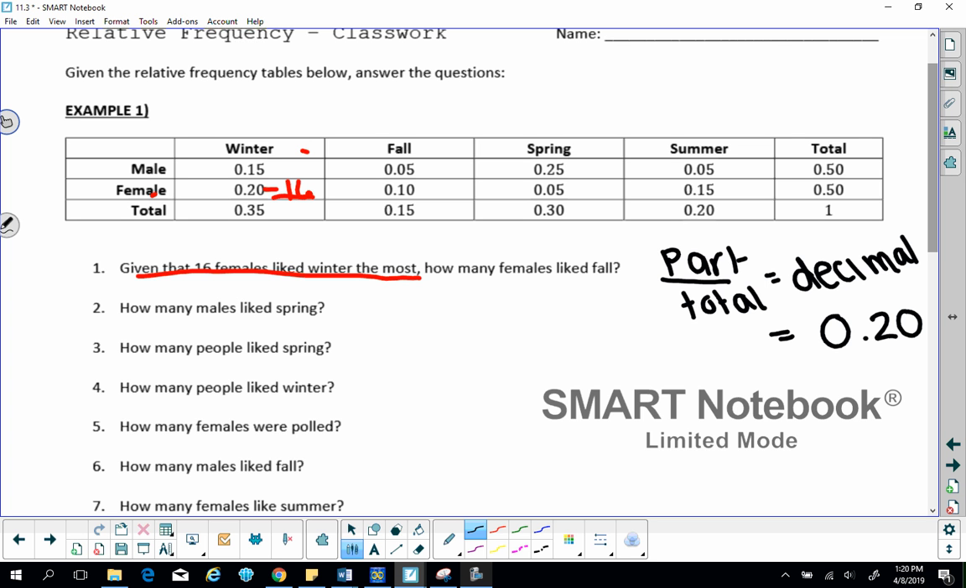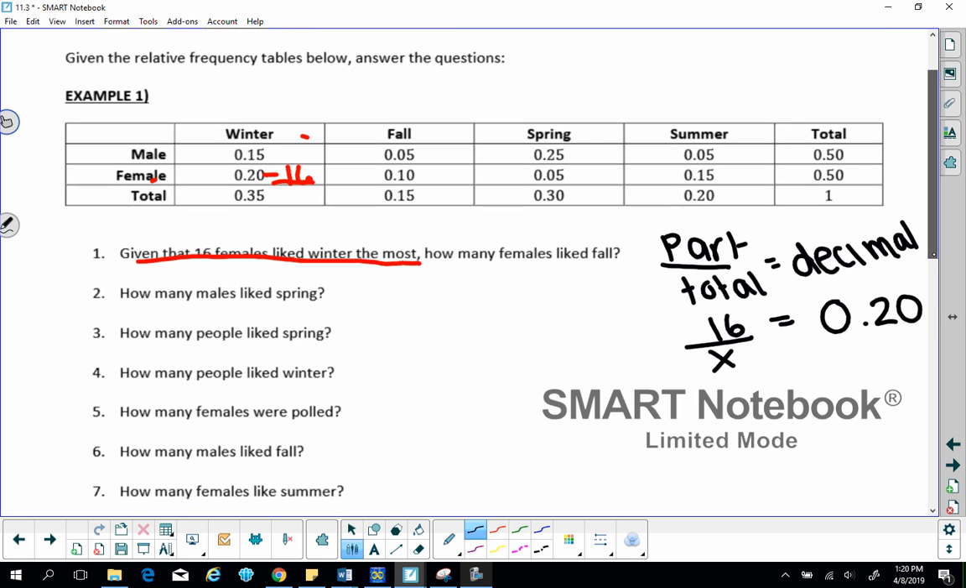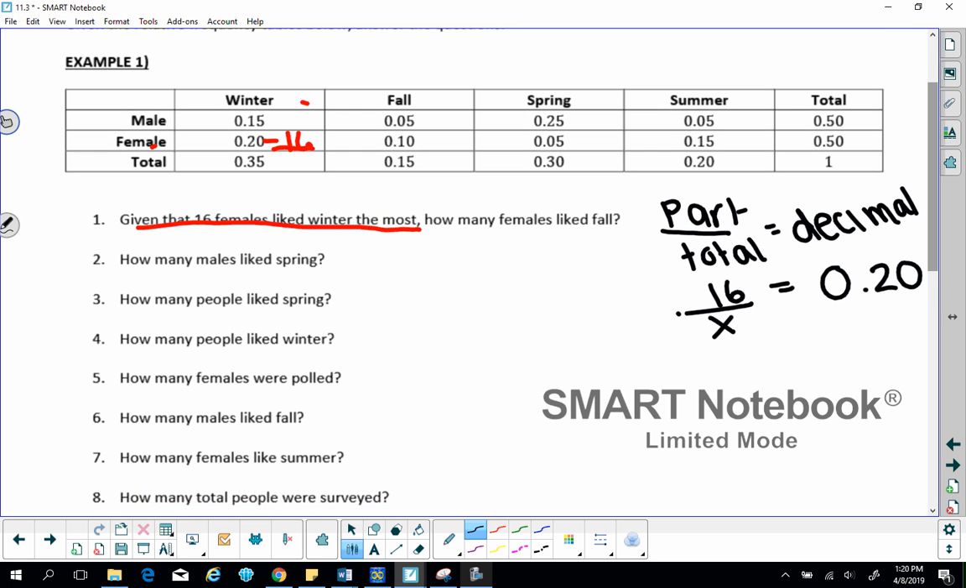I need to find the total. I'll just put an X for it. And how many females like winner? 16. Does that make sense how I set that up? Cool. Then, how do I get X by itself? What do I need to do? Multiply X on both sides.